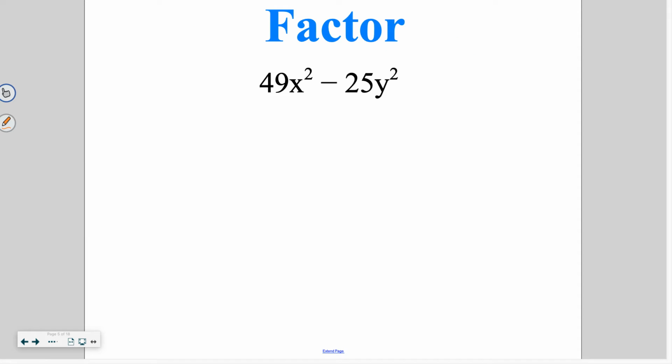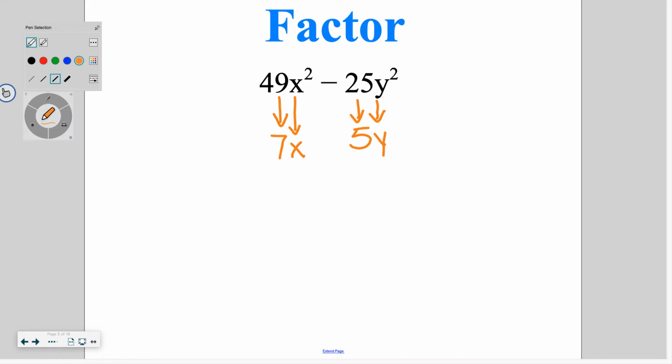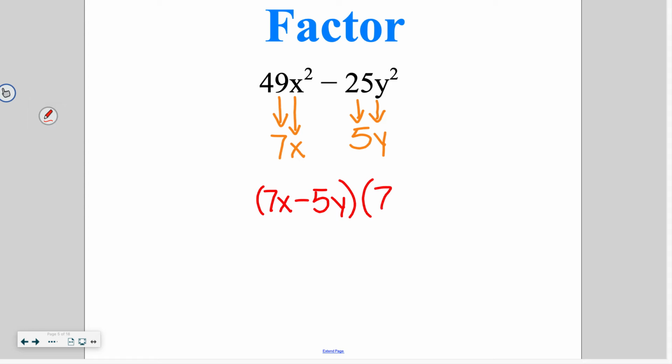So, if we're looking at 49x squared minus 25y squared, first thing we check, is it subtraction? The answer is yes. Second thing we check, can I take the square root of 49? Yes, the answer is 7. Can I take the square root of x squared? Yes, that's an x. Our last thing we need to check, can I take the square root of 25? That's 5. Can I take the square root of y squared? Yes, that's y. So because it's subtraction and I can take the square root of both options, my final factored solution here is going to be 7x minus 5y and 7x plus 5y.